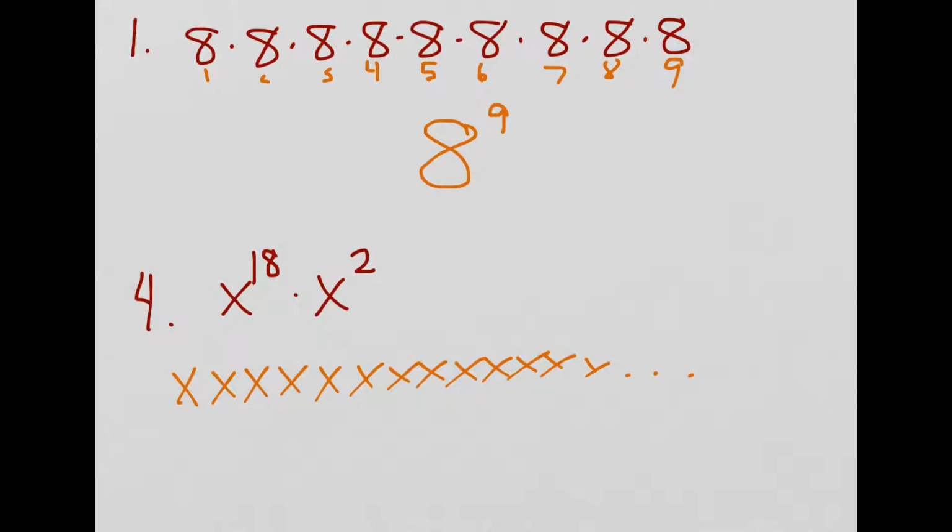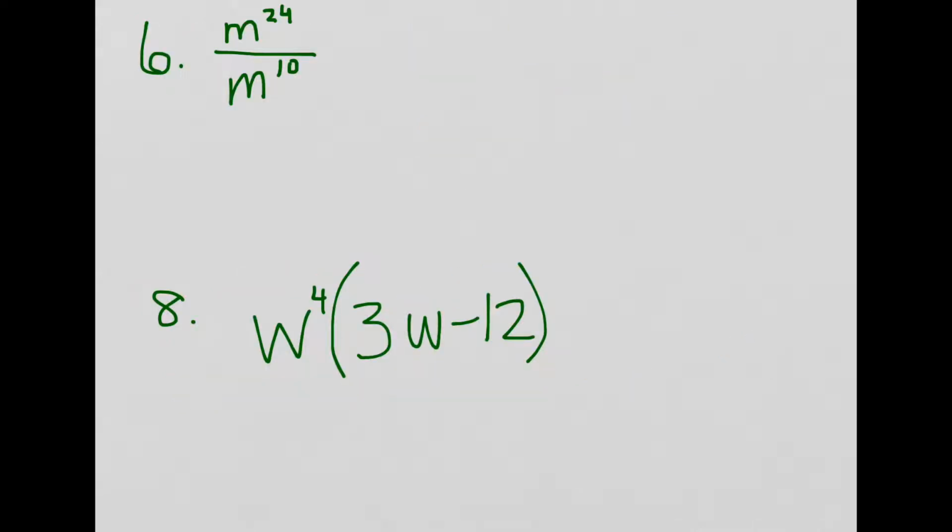And then I would multiply by 2 more x's. So how many x's would I have being multiplied together? I would have 20 of them. And that helps you make sense of the rule that when you are multiplying two exponential expressions together and they have the same base, you can add the exponents together. 18 plus 2 is 20. Okay, so then what happens when you're dividing?